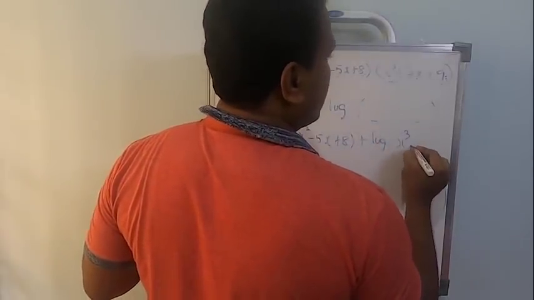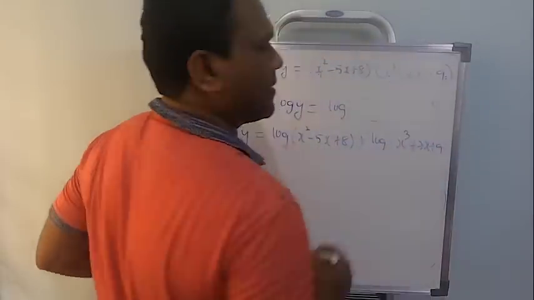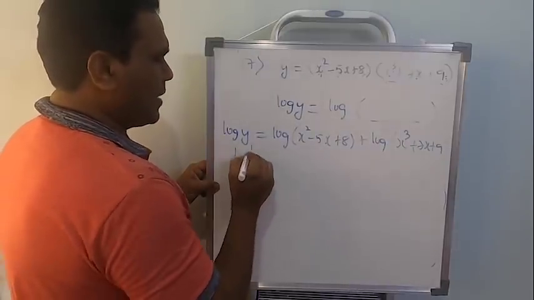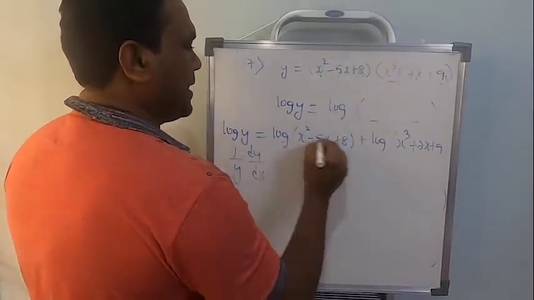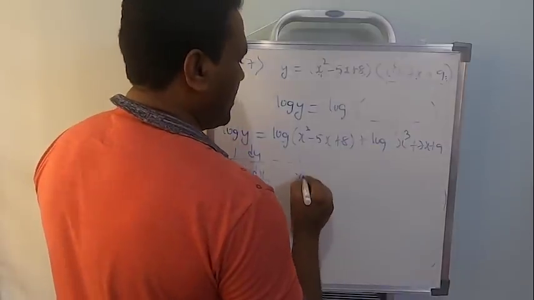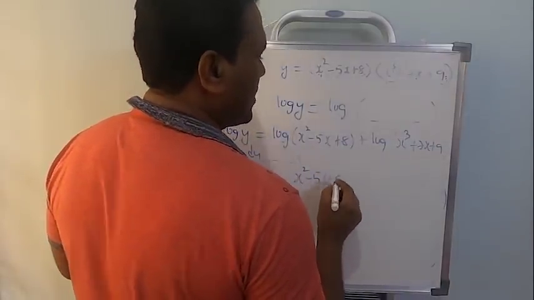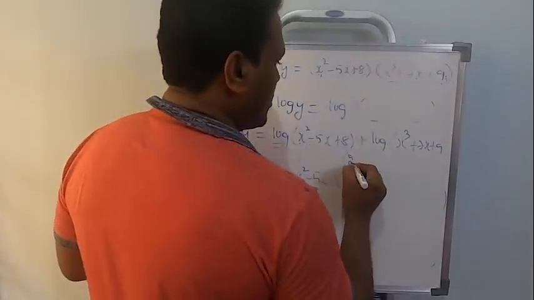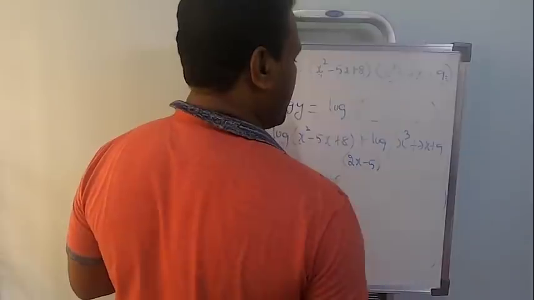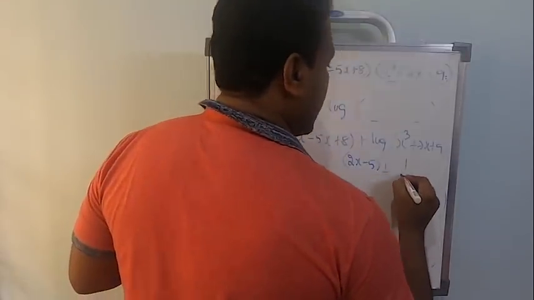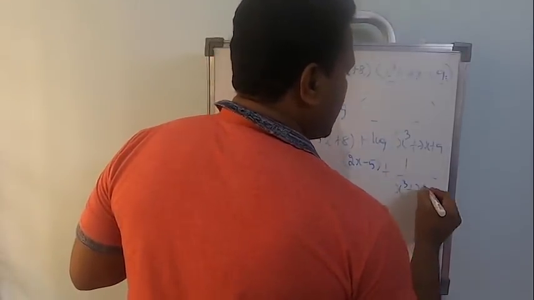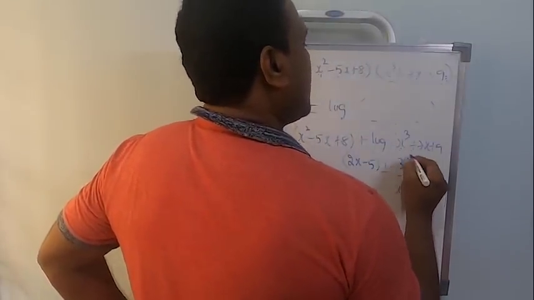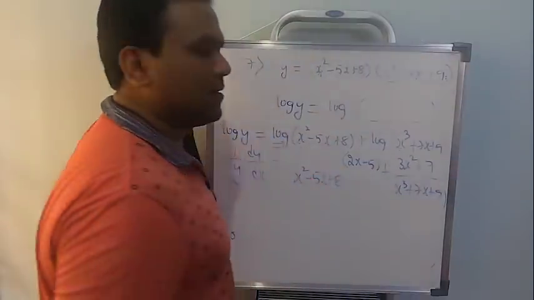What is the second term? x cube plus 7x plus 9. Now differentiate. So this is going to be differentiation of log y, 1 by y dy by dx. Again differentiation of log, 1 by x square minus 5x plus 8 multiplied by, see log is over, right? Now differentiate this. So this will be 2x minus 5. Now plus the next one, 1 by x cube plus 7x plus 9. That is differentiation of log. Now differentiation of this will be 3x square plus 7.